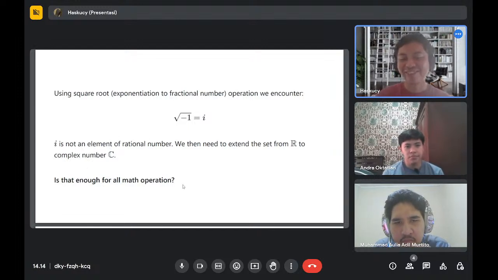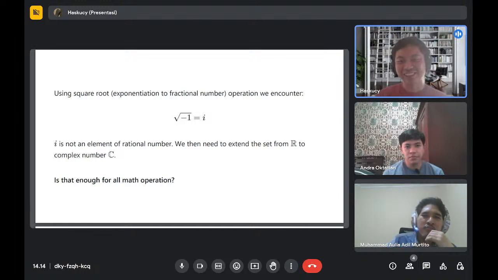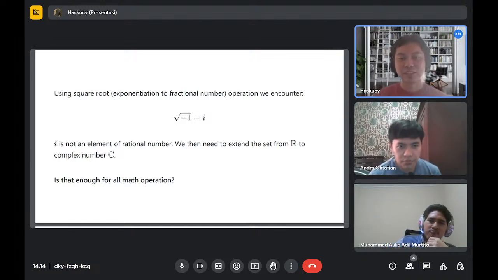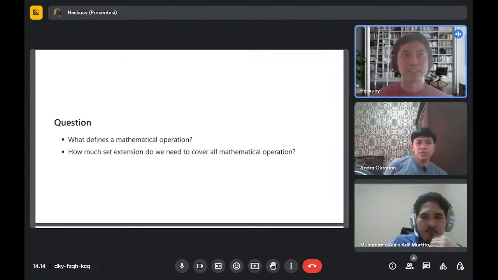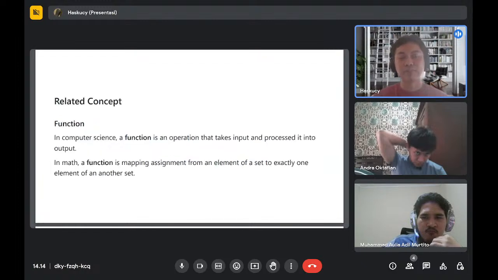Well, is that enough? And you can go on and on. Maybe you find some number that isn't inside a set. That's the question that I want to answer: what defines a mathematical operation, and how much set extension do we need to cover all mathematical operations? Right? Maybe some concepts first.